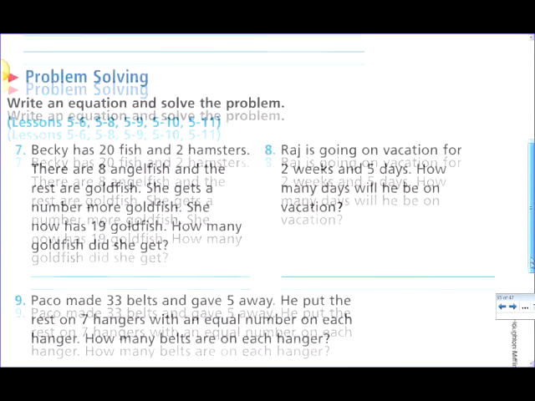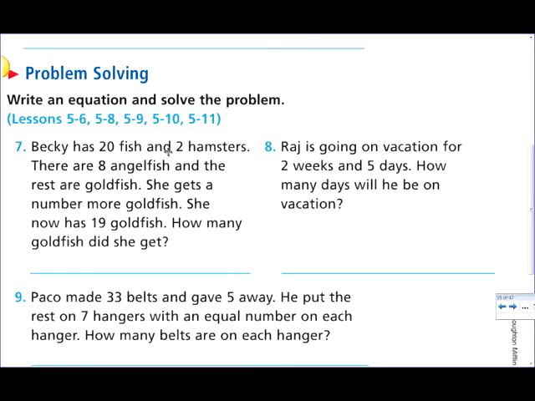Well, let's look at Becky. Becky has 20 fish, 7 hamsters, and there are 8 angelfish, and the rest are goldfish. She gets a number more goldfish. She now has 19 goldfish. How many goldfish did she get?